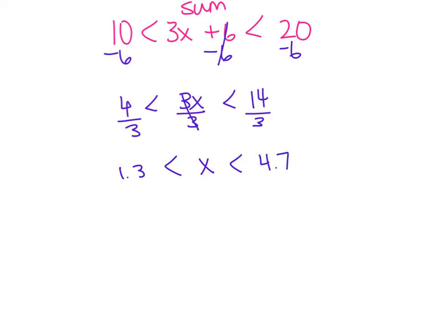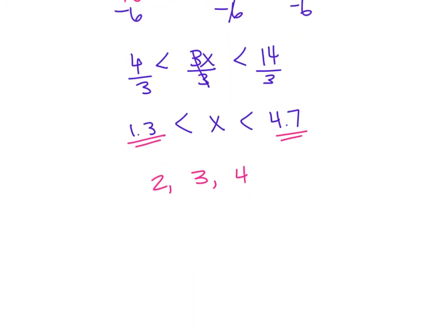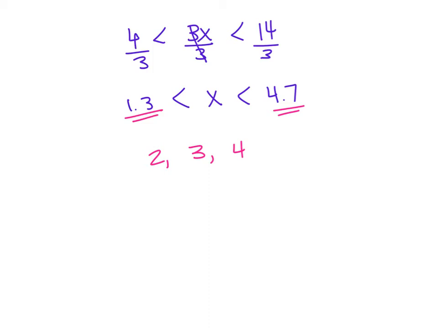So we're looking for integers. So the integers between 1.3 and 4.7 are 2, 3, and 4. Now, what makes this problem different is it's saying odd integers. So remember, when we just solved for x, we found the first number in our set. Well, that has to be odd. So if we look at our possibilities, 2 is not odd, and 4 is not odd, which means we only have one possible set, and it's going to start with 3. So we need 3 consecutive odd integers, so it's going to be 3, 5, and then 7.